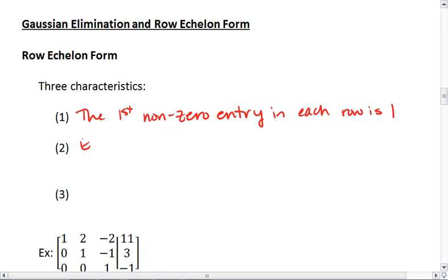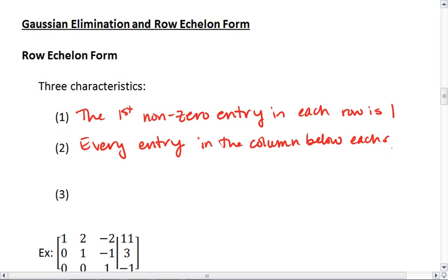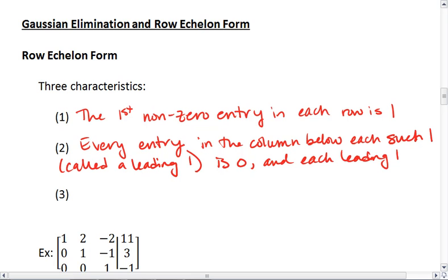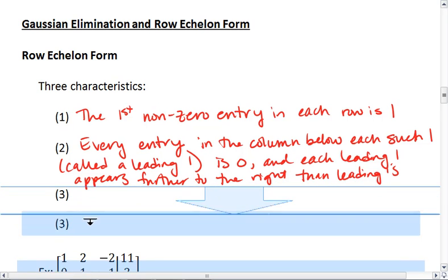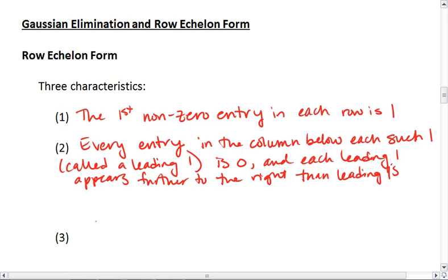The second characteristic is that every entry in the column below each such one, called a leading one, is 0, and each leading one appears further to the right than leading ones in previous rows.